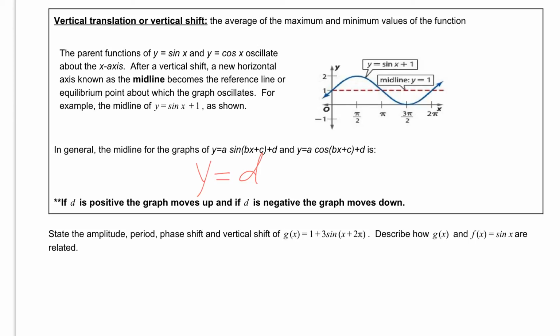Let's look at the problem below. State the amplitude, period, phase shift, and vertical shift of g of x equals 1 plus 3 sine of x plus 2 pi, and describe how g of x and f of x are related.